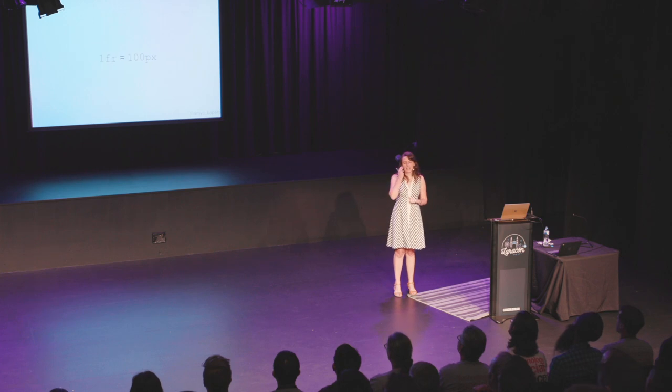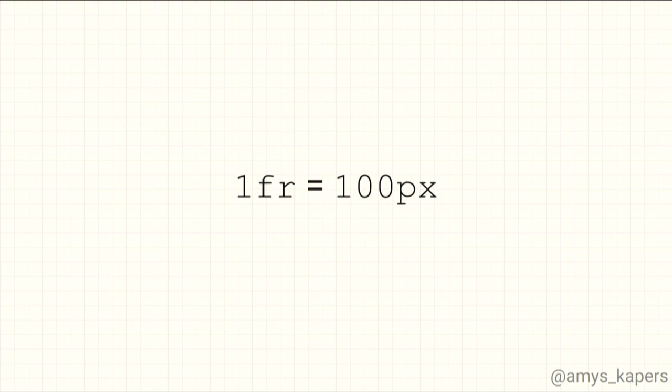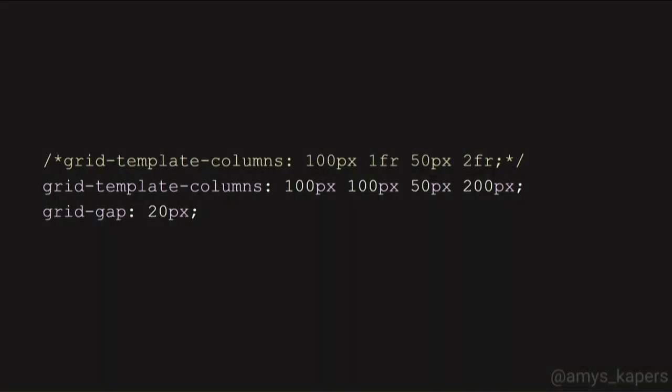For this particular layout at this screen size, we're looking at 1FR of 100 pixels, which means our grid becomes 100 pixels, 100 pixels, 50 pixels, 200 pixels. As our screen size changes, those FR columns would continue to grow and shrink as needed in relation to whatever FR we've assigned them, so 1 and 2.